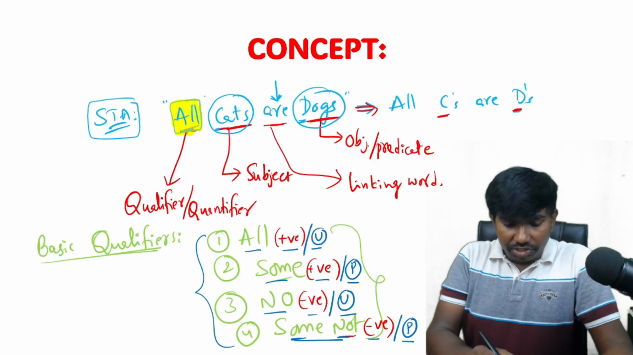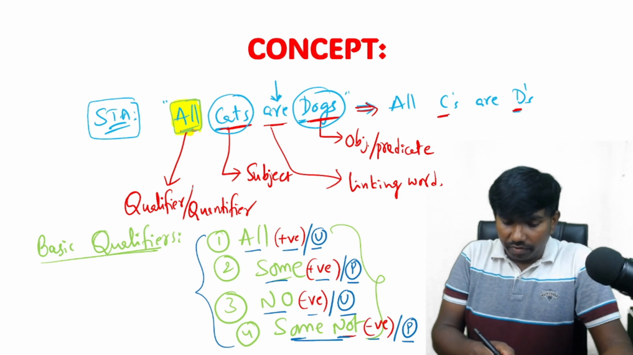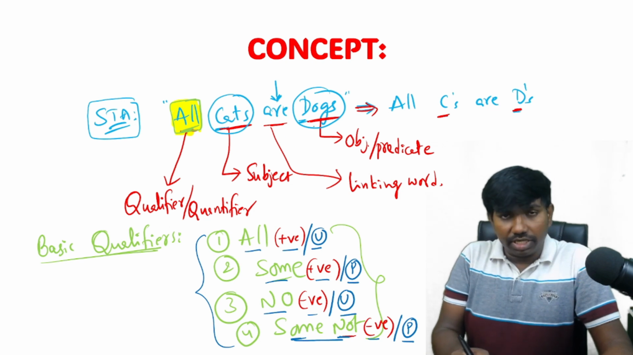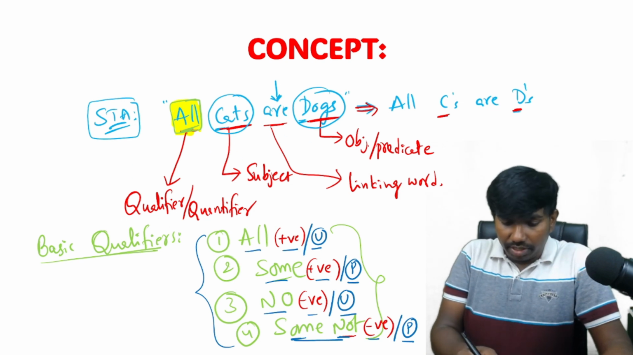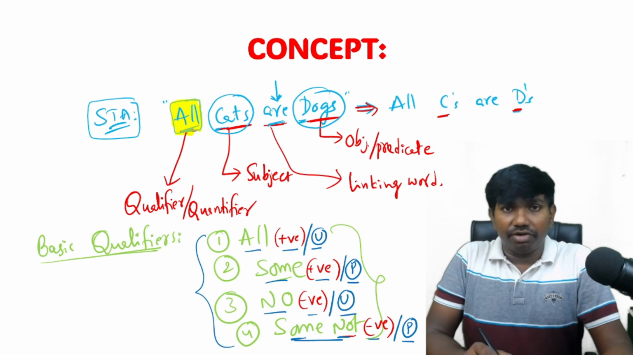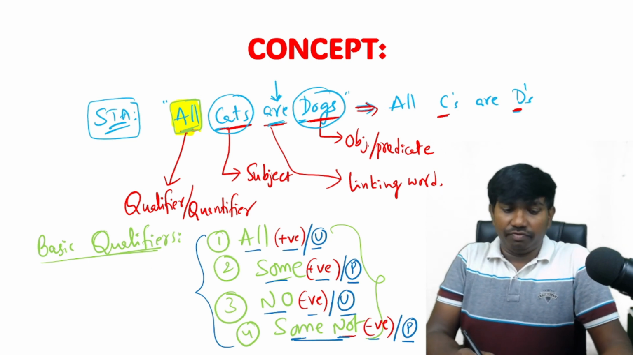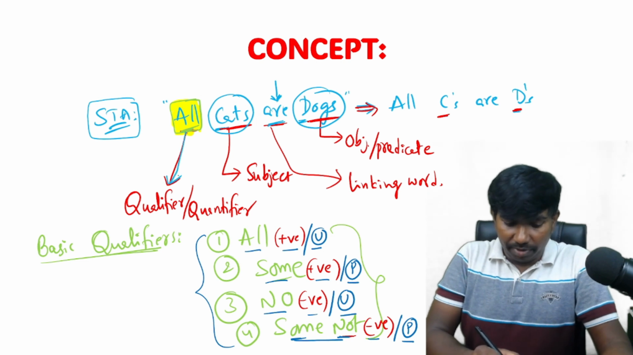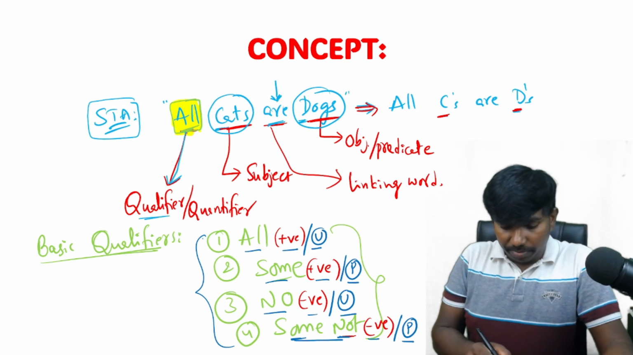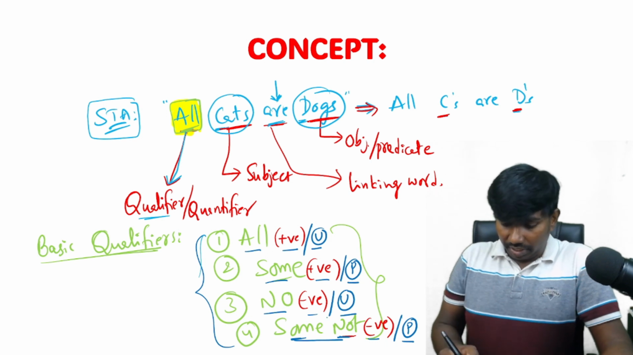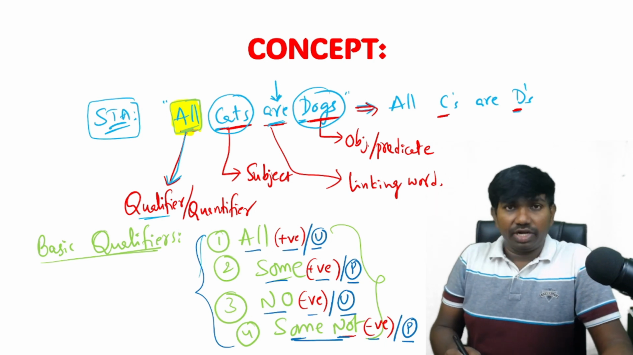Next, coming to the statement format: all cats are dogs. We have taken one example. All is the qualifier, then subject, object or predicate, and this is just a linking word. So here our concentration is not on the subject, predicate or linking word. Completely we have to be perfect with the qualifier only. There are 4 qualifiers: all, some, no, and some not. And here we have the positive qualifier and negative qualifier, and the universal qualifier and particular qualifier.